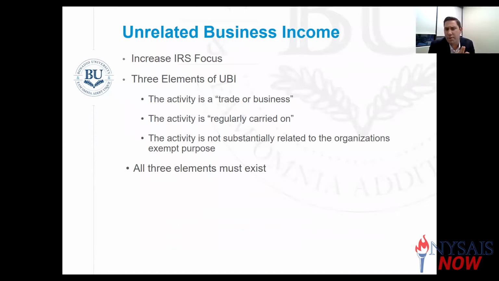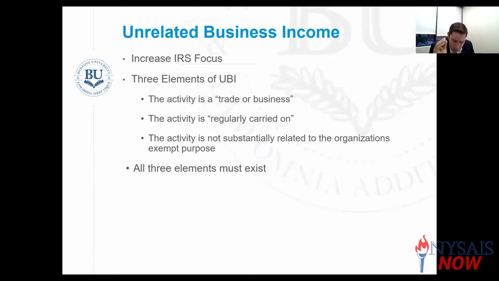Often questions come up as, oh, if I have UBI, it's going to go against my organization and they're going to revoke my tax-exempt status. That's not the case at all. It's perfectly okay to have unrelated business income that quite possibly you could pay a little tax on, but it's more important to disclose it than not disclose it and then the IRS come in and tell you that you had it. So I'll give you an example of a few that may be relevant to your school.